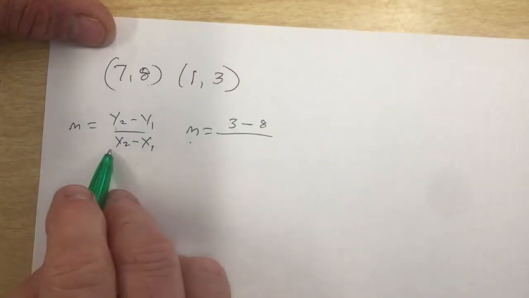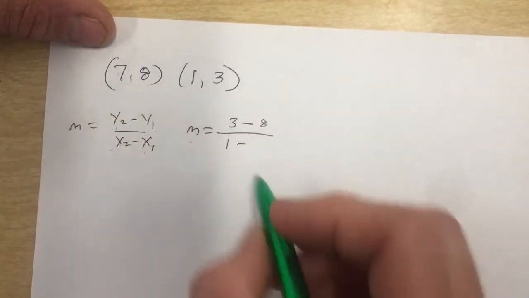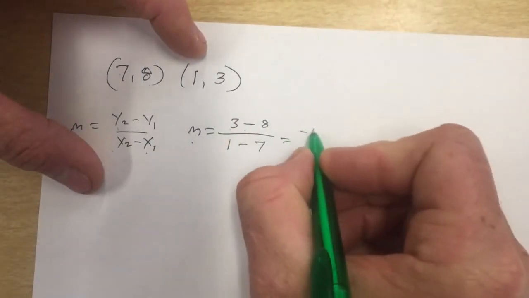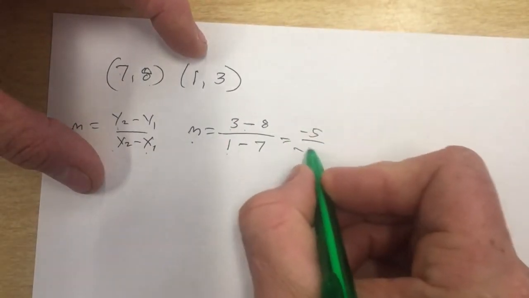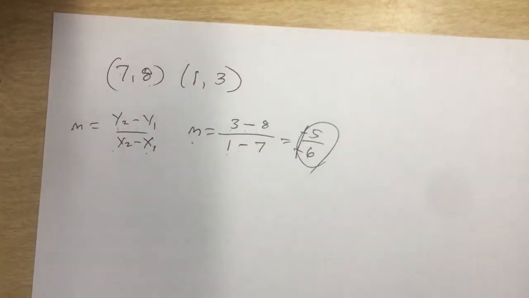The x in point 2, well, that's this 1 right here, minus the x in point 1, which is 7. So there's my slope there. 3 minus 8 would be negative 5. 1 minus 7 is negative 6. And the negatives can cancel, so it's just 5 over 6.